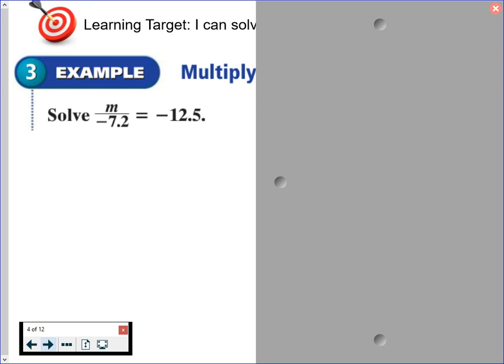If we're looking at this problem, it says m divided by negative 7.2. Again, here's that pattern. If the question says divide, our job is to multiply. Try not to use that x for multiply. It looks like a variable and it gets really confusing. So try to either use the parentheses or the dot.